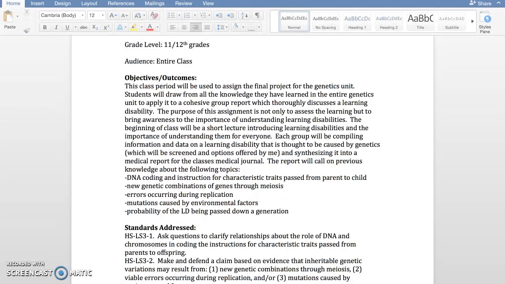I have previously screened. Now, I think this will do a good job of tying in further research into learning disabilities to understand their causes, that they're very real, and as classmates, as members of society, we need to work together to help one another and support one another. So overall, the objectives are to check students' understanding of all things genetics, as well as pose an idea that learning disabilities are a real thing and we need to work together to help one another.